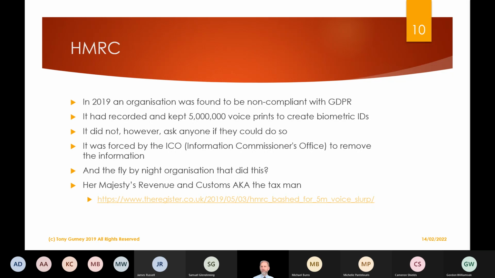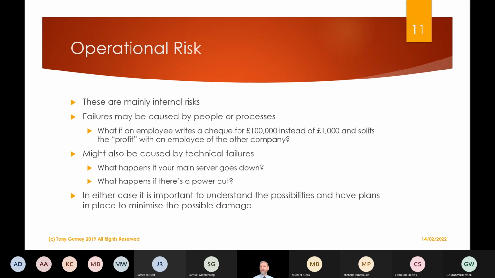Any questions about that one? Okay, in that case, we'll move on to our next heading of operational risk.